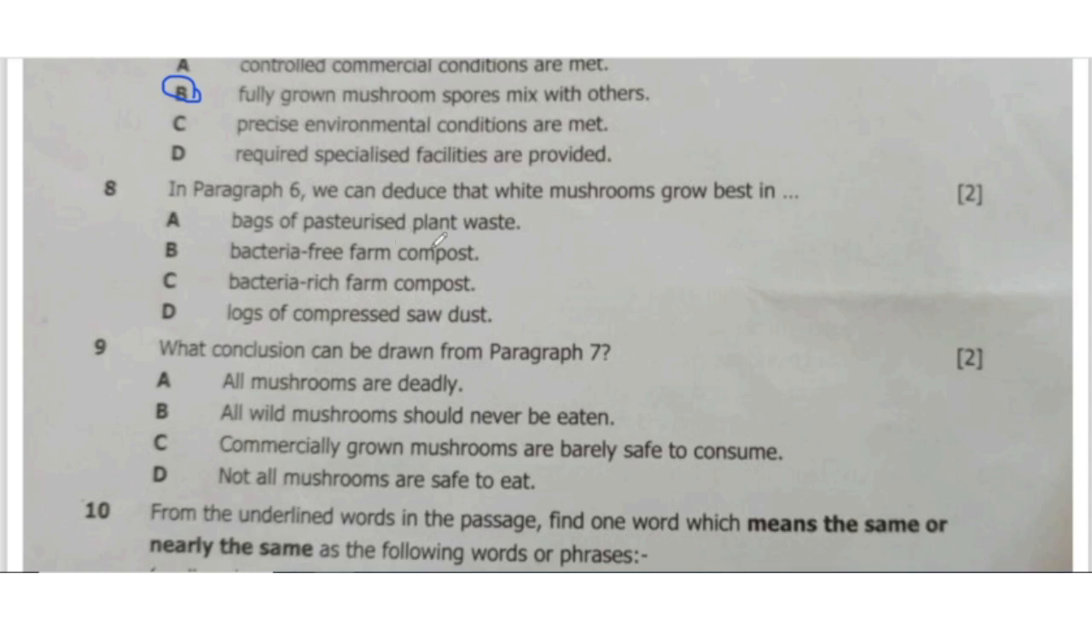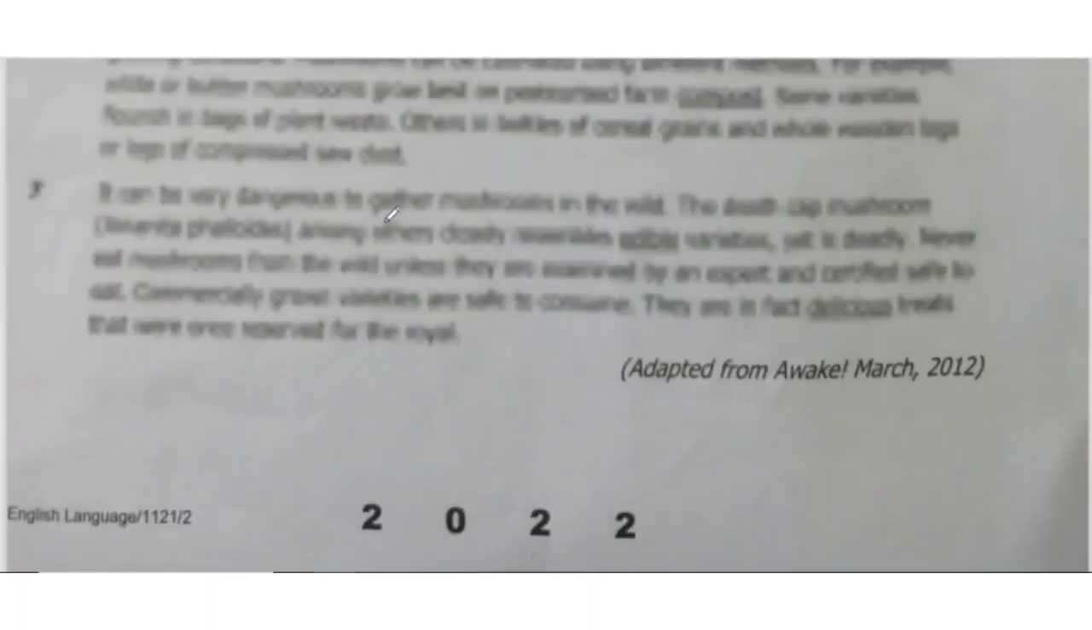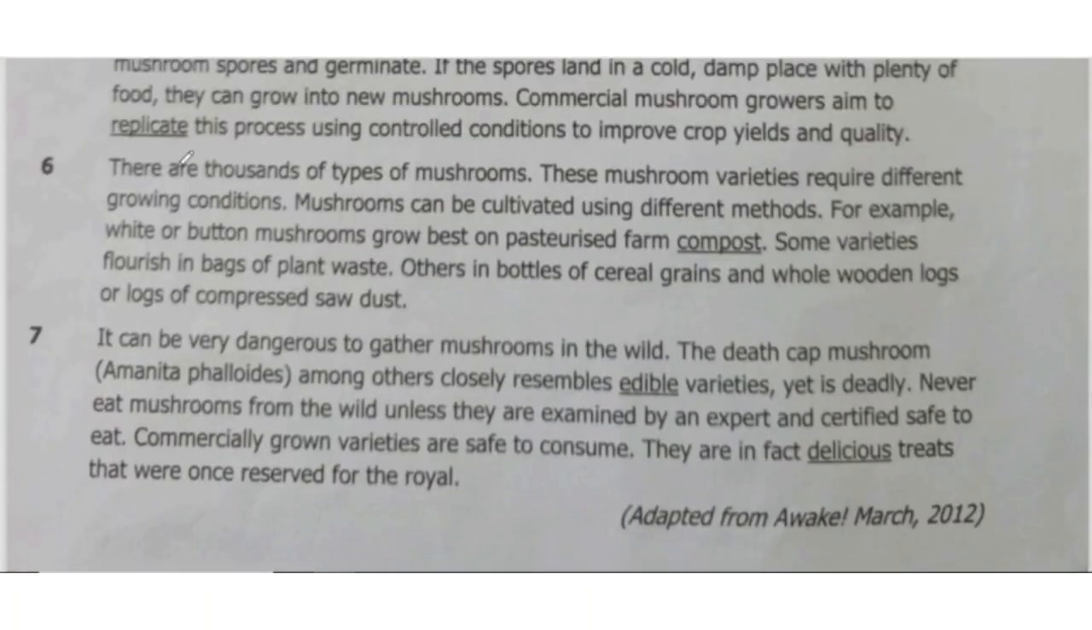So let's go back to paragraph 6. Let's read through. There are thousands of types of mushrooms. These mushroom varieties require different growing conditions. Mushrooms can be cultivated using different methods. For example, white mushrooms or button mushrooms grow best in pasteurized farm composite.